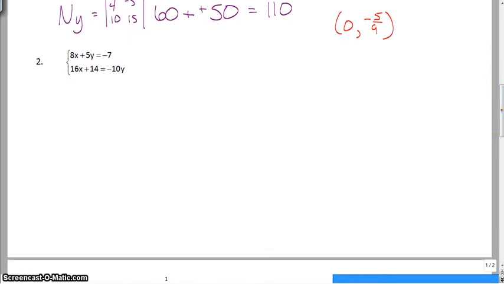Number 2, why don't you pause the video really quick, and I would like you to set up your 3 determinants and find the 3 determinants.